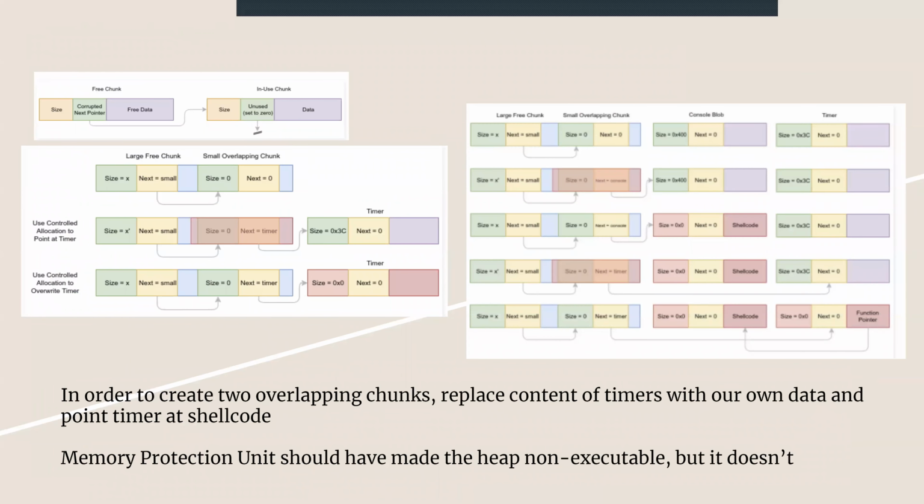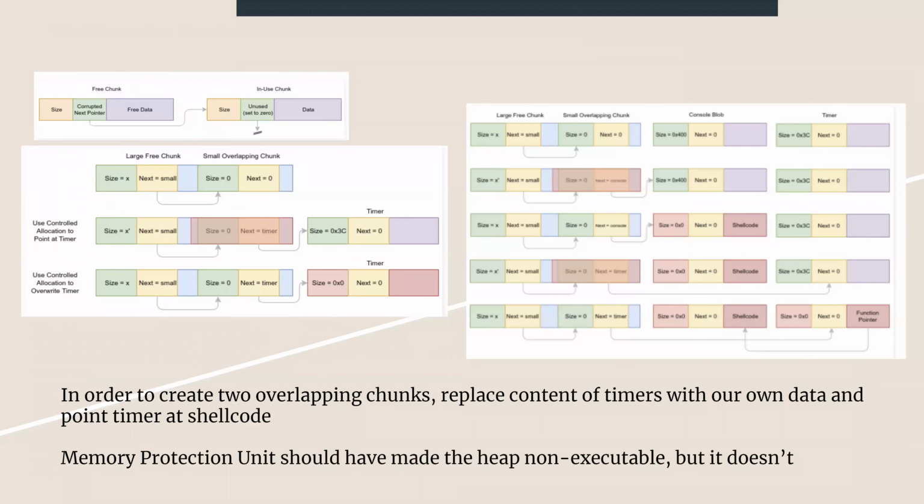So to summarize again, we want to create two overlapping chunks and use our controlled allocation to allocate memory from the tail of the larger chunk and point the smaller free chunk to a location we choose, which will be an in-use chunk. If we make that chunk be the best fitting chunk in the free list, we can get our own data to be allocated in there, replacing the chunk's contents.